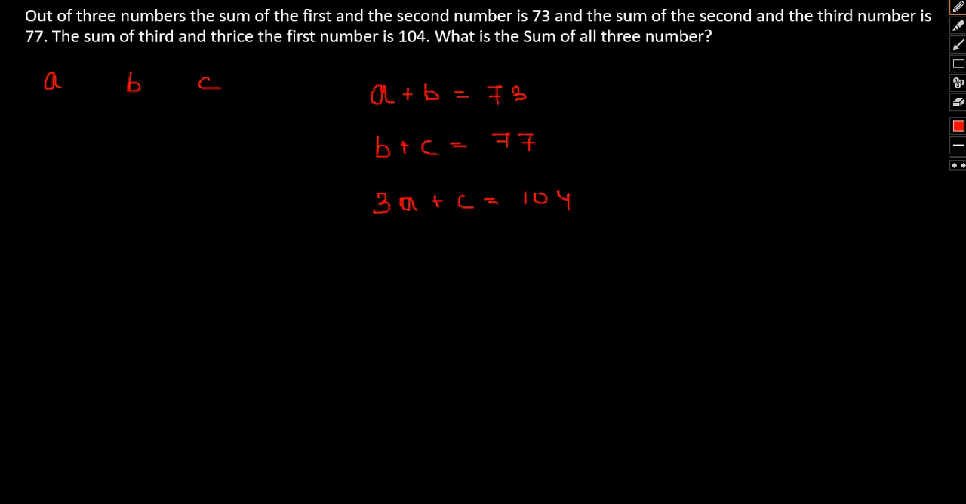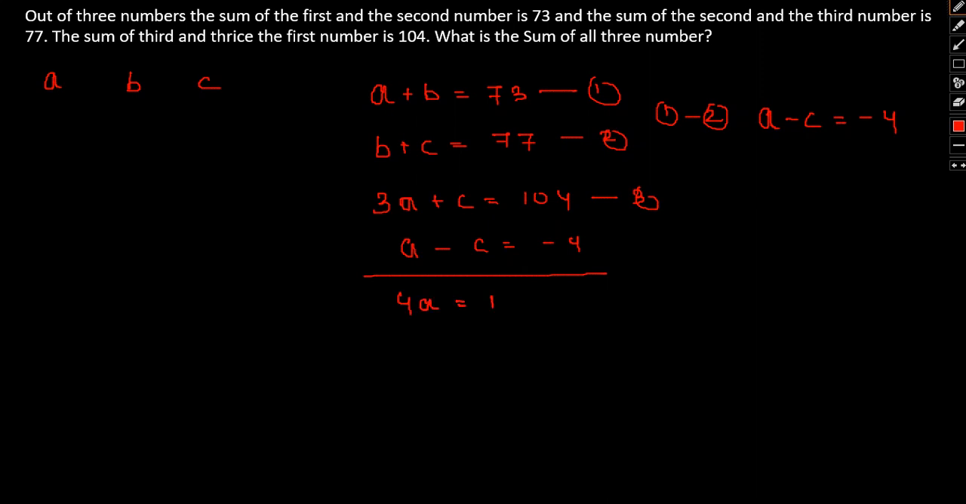Now let me do something. Suppose I have these equations marked as 1, 2 and 3. So if I do 1 minus 2, then we have A minus C equal to minus 4, because B gets cancelled out. So let me use A minus C equal to minus 4.